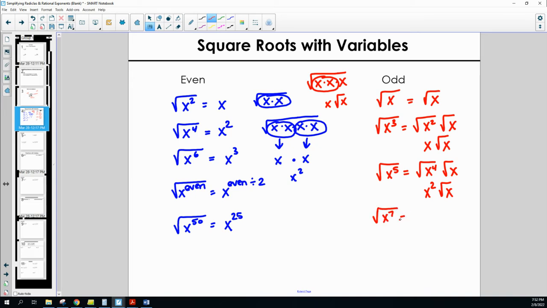Square root of x to the seventh. So that's going to end up being x to the third square root x. So kind of following this pattern here. So let's make a rule for that.